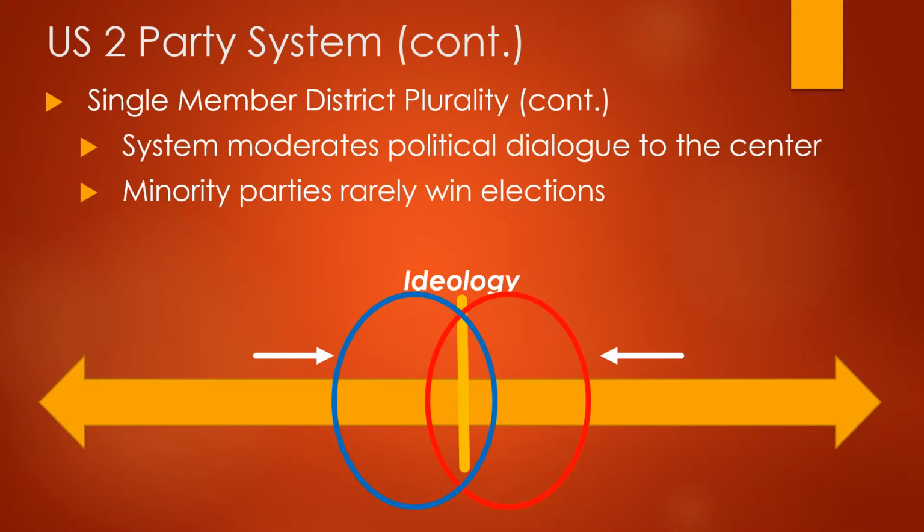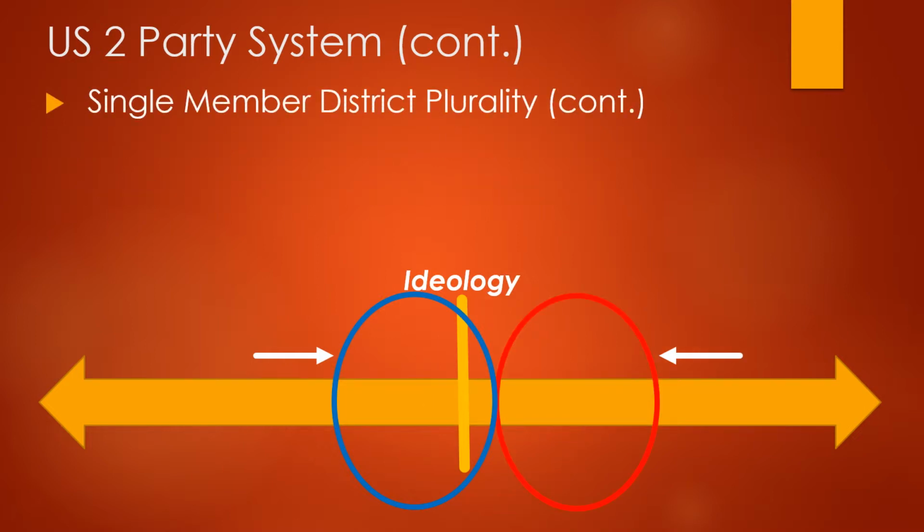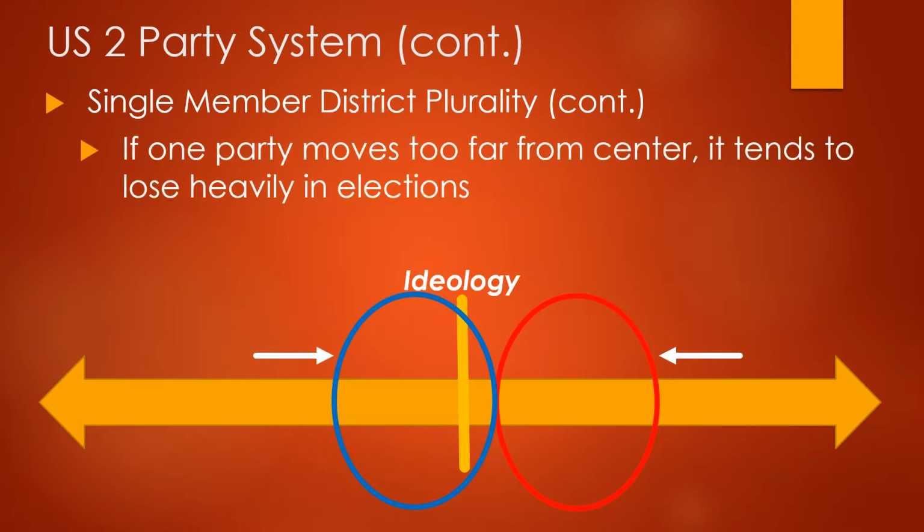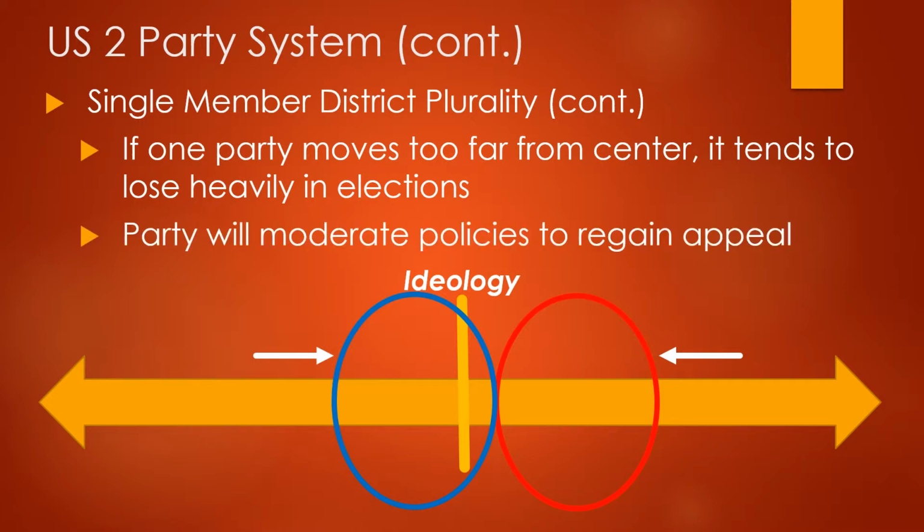Minor parties rarely win elections in this scheme. Again, getting back to that whole notion of voting for the lesser of two evils of the viable candidates. Now, what happens when a party strays a little bit too far left or too far right? If that does happen, that party tends to lose heavily in elections. They've deviated from that moderate central position of ideology of the general population. And once that does happen, that party tends to moderate policies to regain that central appeal to the voting electorate.